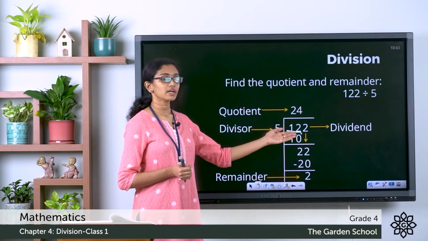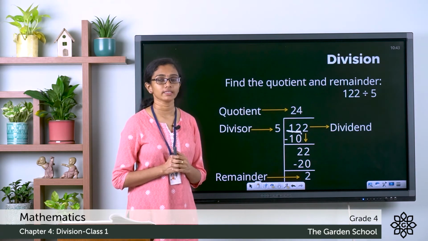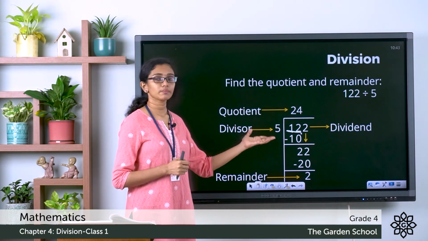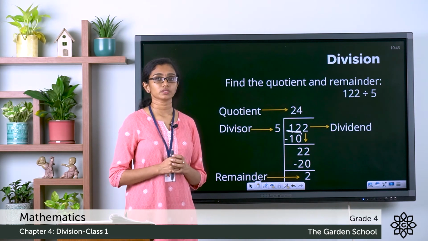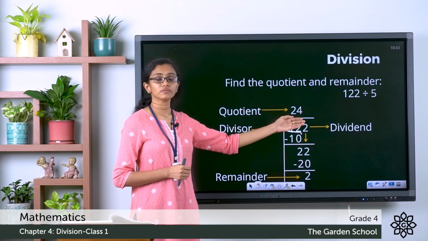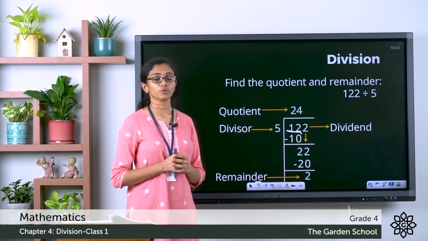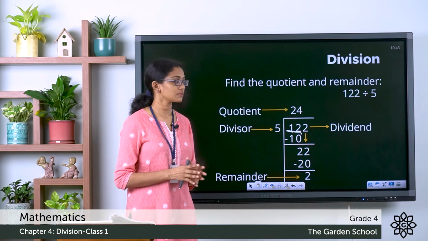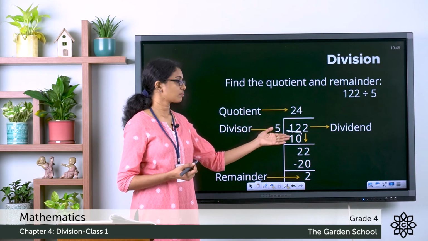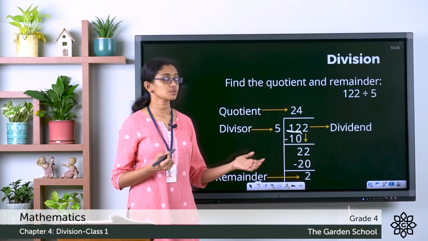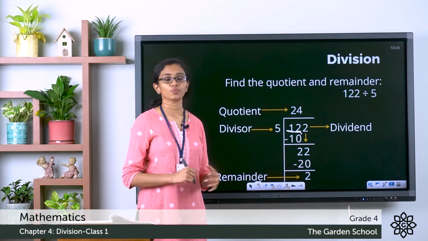Imagine the number 122 is a group of 122 items. Now you are dividing that by 5, means you are dividing that into 5 equal groups. And what do you get here? 24. That is the number of items in each of these 5 groups. And when you are done with the division, there are 2 remaining. So you can say the number 122 is made up of 5 groups of 24 each plus 2.